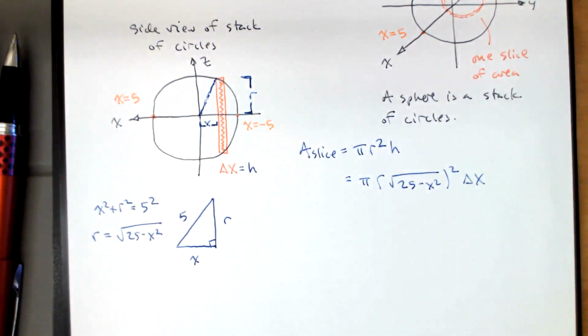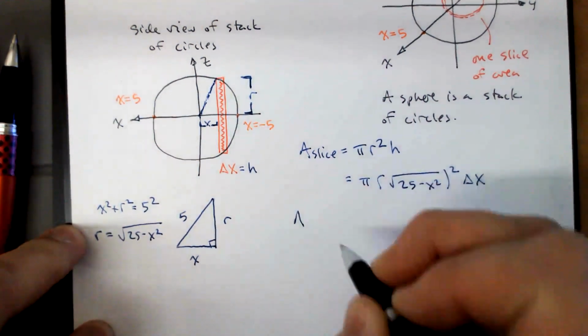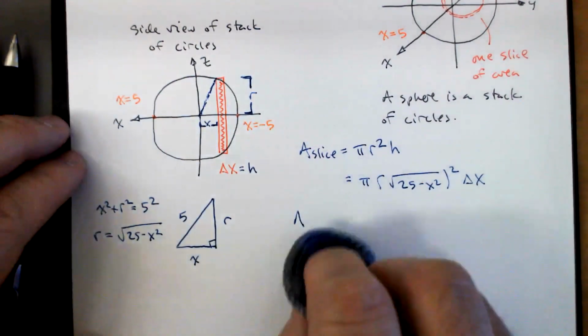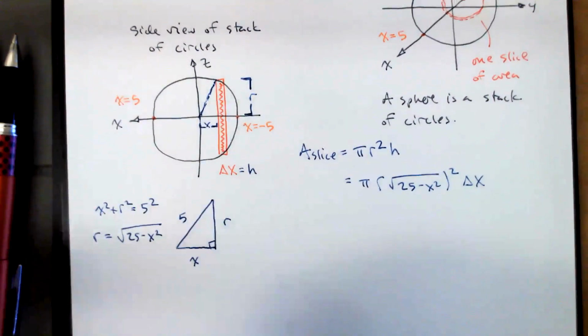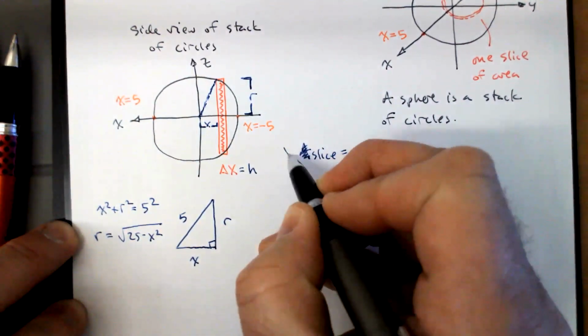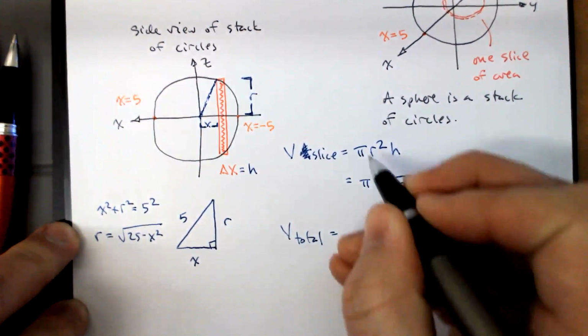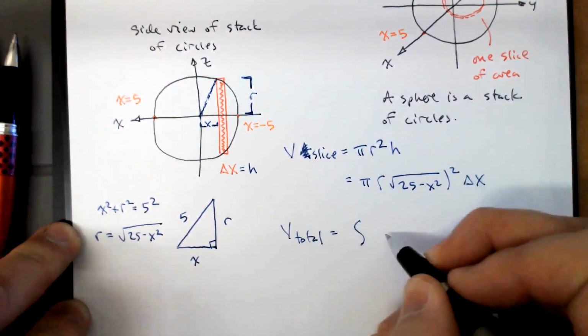That's a circle of radius 0 at -5. It's a circle of radius 5 when x is equal to 0. And when x is equal to 5, it's a circle of radius dropping back down to 0. And our total will be integrating from -5 to 5. We're not calculating the area of the slice, we're calculating the volume. I'm just going to leave that.